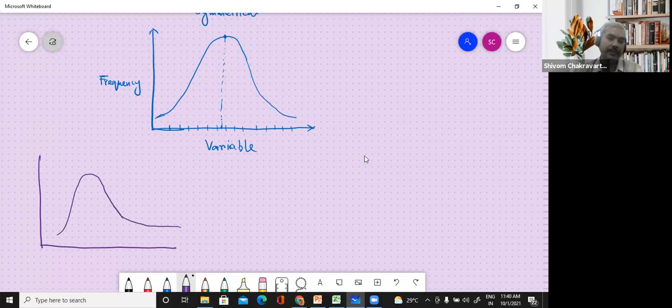So this portion is heavy. You can say this portion is heavy. This portion also looks like a tail. Isn't it? It looks like a tail. Okay. This is one case. And the other case you can find looks something like this.